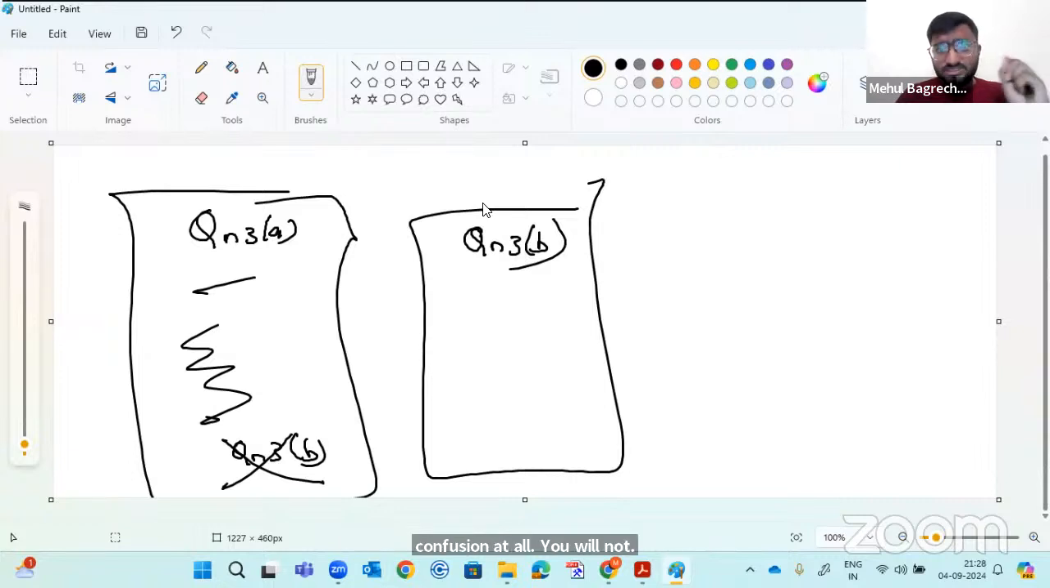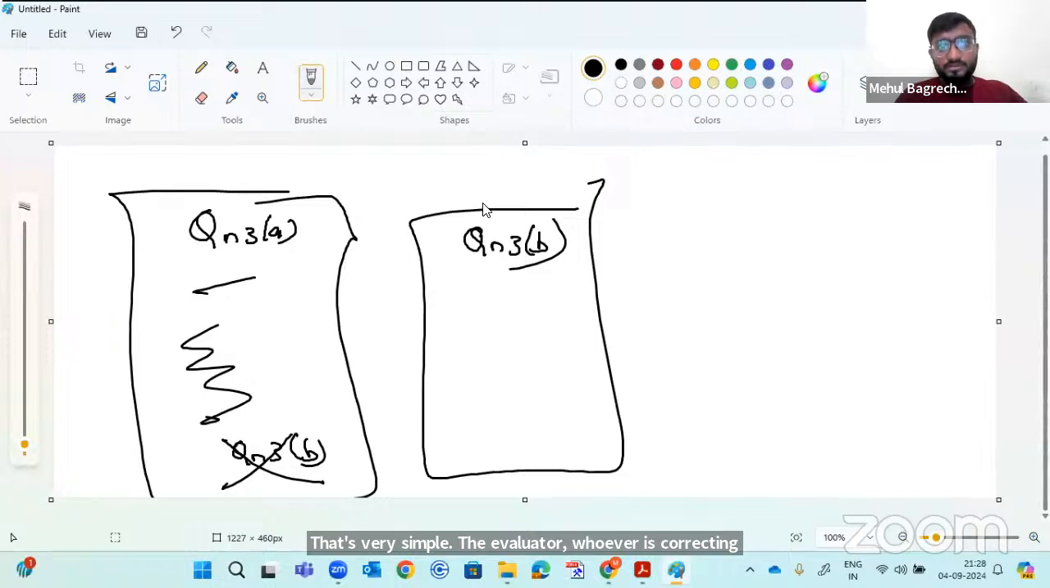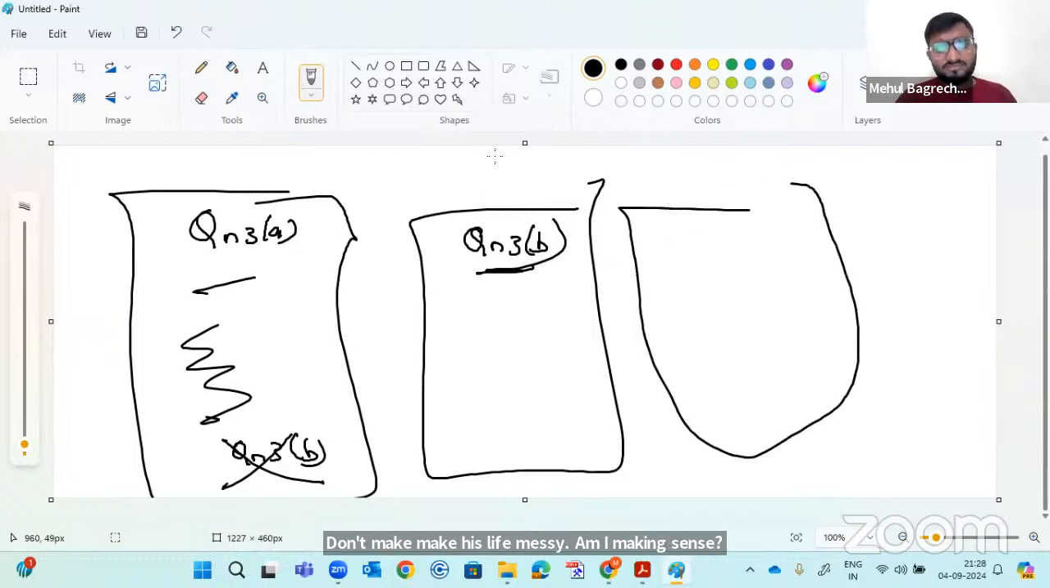The evaluator, whoever is correcting your paper, is a human being. It's not an automated AI who's going to correct your paper. It's not a robot who's going to read your answers. Am I making sense, everyone? Don't make his life messy. Am I making sense, everyone? So ensure that you please write every question in the same sequence.